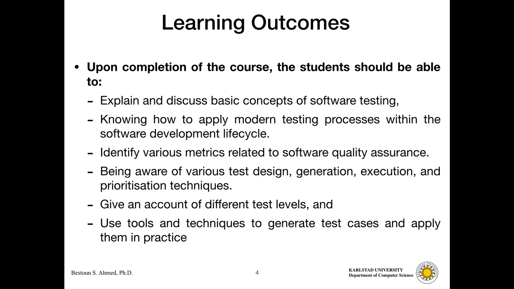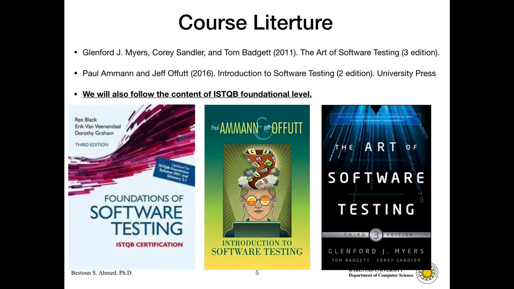Each learning outcome will be covered by a chapter or a module, or two learning outcomes will be covered by a module, across these 8 modules. So we have 8 modules, and we depend mainly on several literature sources: the art of software testing, and the introduction to software testing. These are the classical books of software testing, of course, for foundational level.